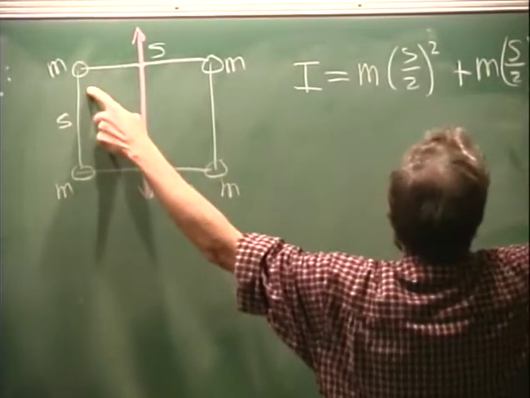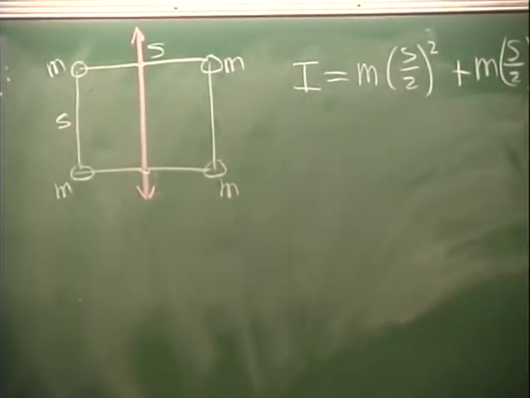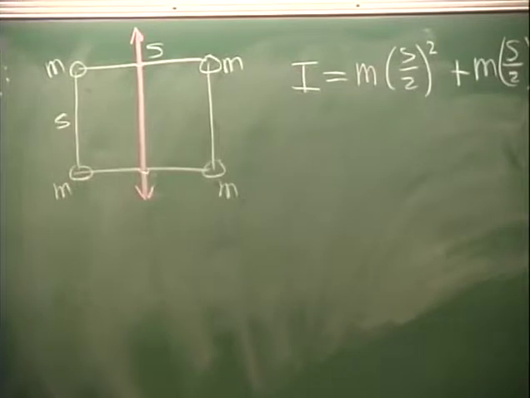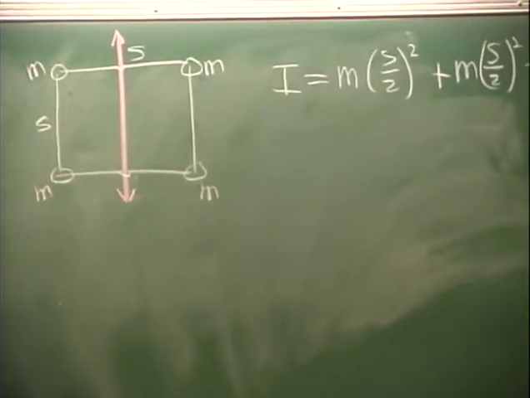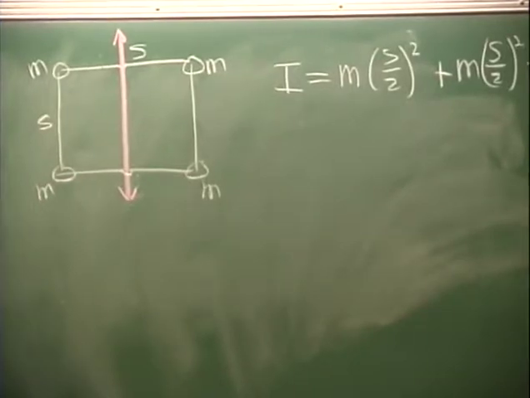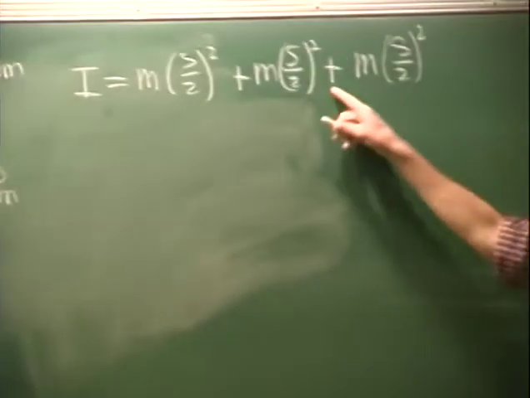Now there's this one. Oh, it's over on the other side. What should I put in? S over 2. Somebody says, no, shouldn't that be minus s over 2, or shouldn't it be maybe a minus sign here?